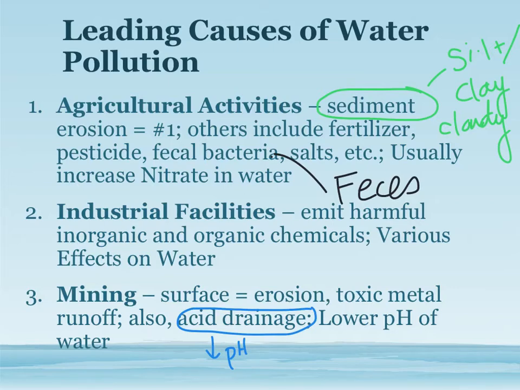Now they're on the surface, so it could be toxic metals, and those toxic metals could run off, or it could be sulfates and stuff that can lower the pH when they react with water.